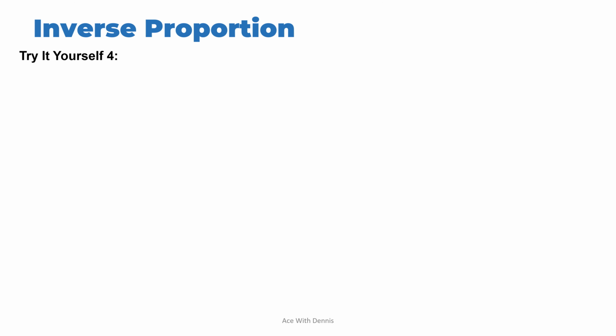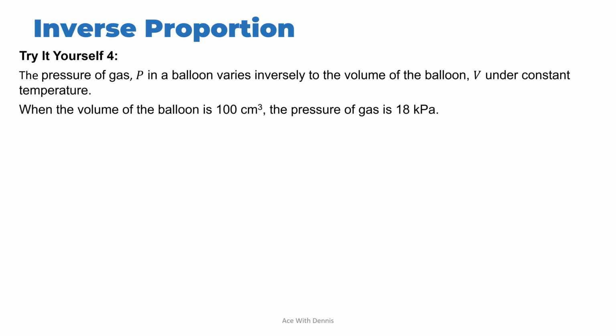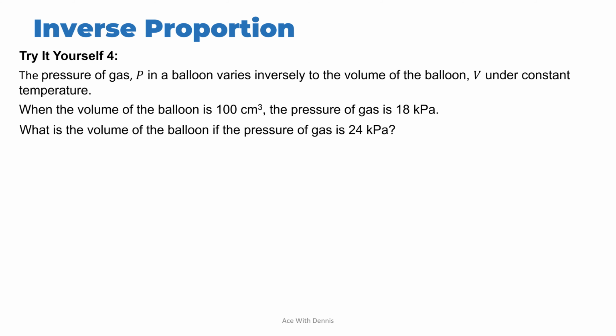Now you can try this example yourself. The pressure of gas P in a balloon varies inversely to the volume of the balloon V under constant temperature. When the volume of the balloon is 100 centimeters cubed, the pressure of gas is 18 kilopascal. What is the volume of the balloon if the pressure of gas is 24 kilopascal?